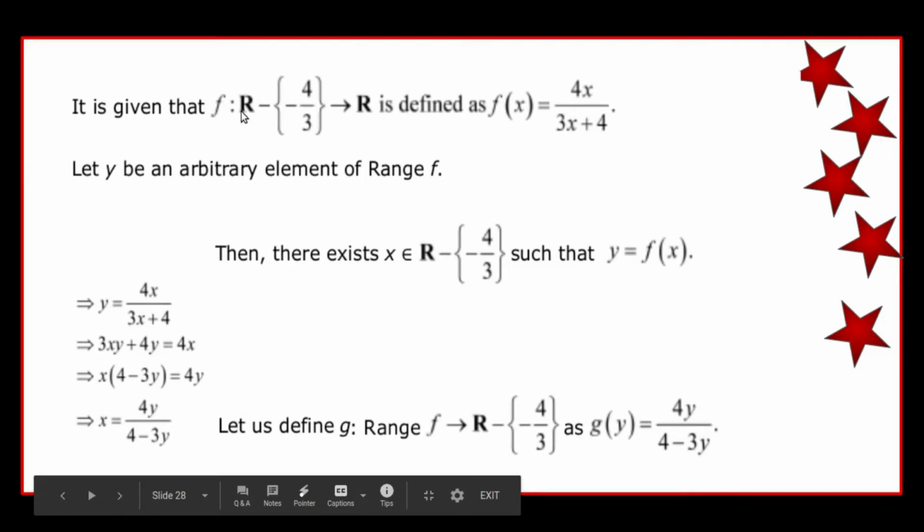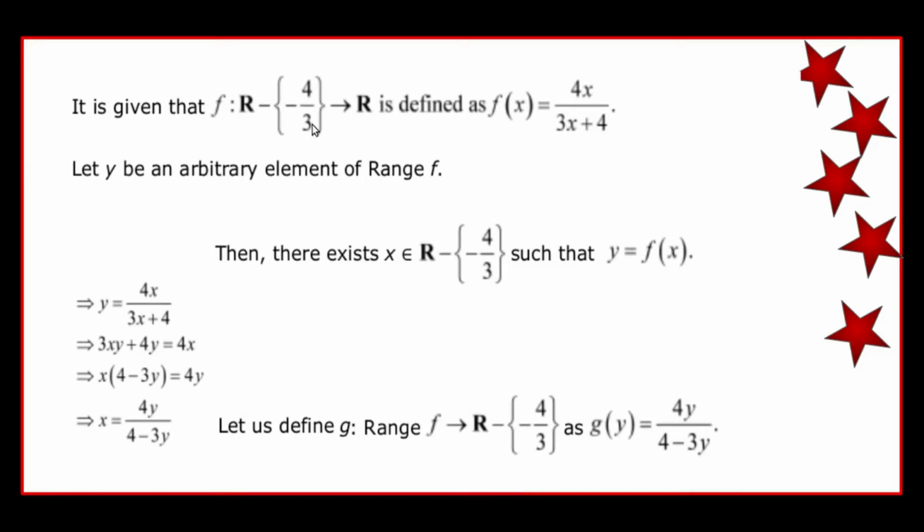We take the domain of f as R minus minus 4 by 3 because of the denominator 3x plus 4. 3x plus 4 equal to 0 implies 3x equal to minus 4, x equal to minus 4 by 3. When x equal to minus 4 by 3, the denominator becomes 0, so the function is not defined at x equal to minus 4 by 3. Okay, so for the domain we have to eliminate minus 4 by 3 from the set of all real numbers R. So domain of f equal to R minus the singleton set minus 4 by 3.